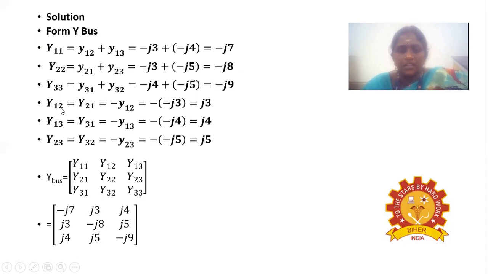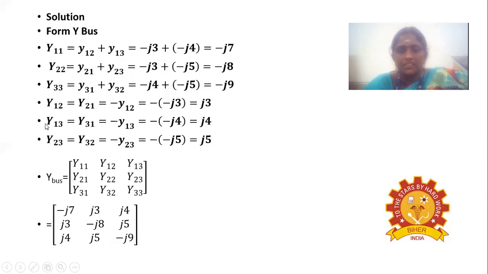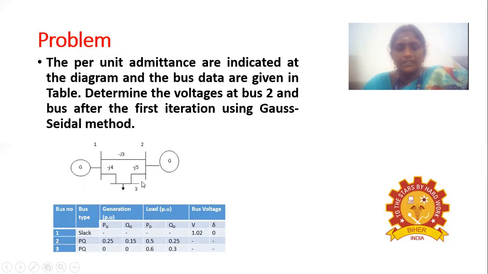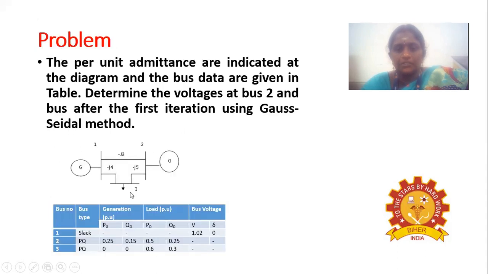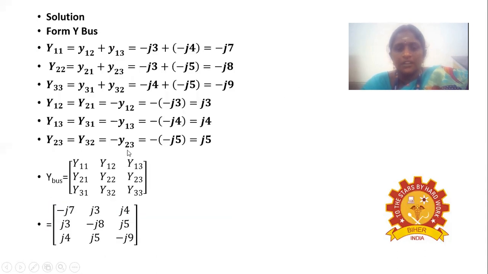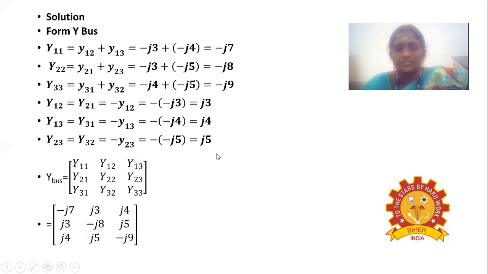Okay, Y12 will be equal to Y21. So that is minus of the negative value, so plus j3. Like that, Y13 equals Y31. So that will be equal to minus of minus j4, that is plus j4. Y23 equals Y32. That will be equal to minus of minus j0.5, that is plus j. After that, write the calculated values in matrix form.